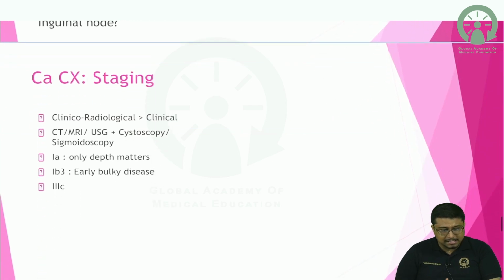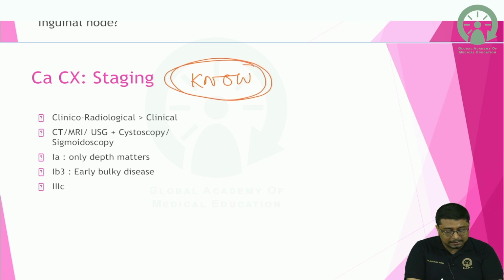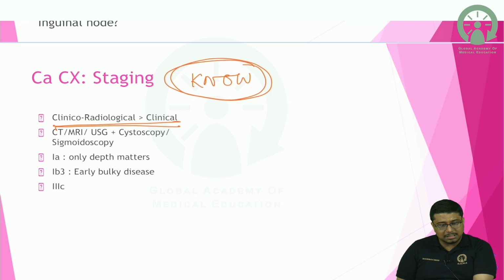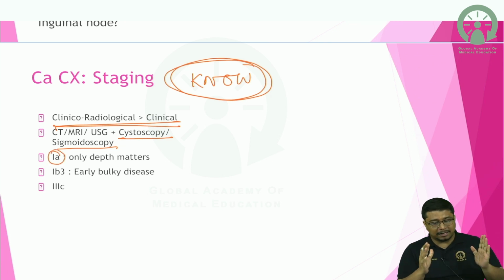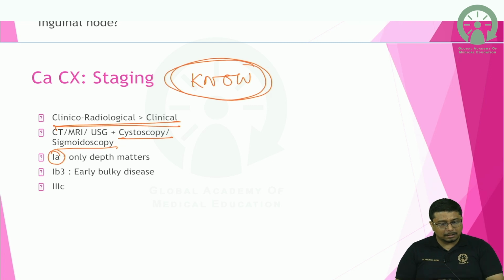CA cervix staging is something you should know, that I am also not discussing at this point, but understand that certain changes have been made to the stage, that is, it has turned into a clinico-radiological classification rather than purely clinical classification. Use of adjuncts like cystoscopy, sigmoidoscopy, all these things have been attached. 1A is modified. Previously 1A was classified based on lateral spread and depth of invasion. Now it is only by depth of invasion.